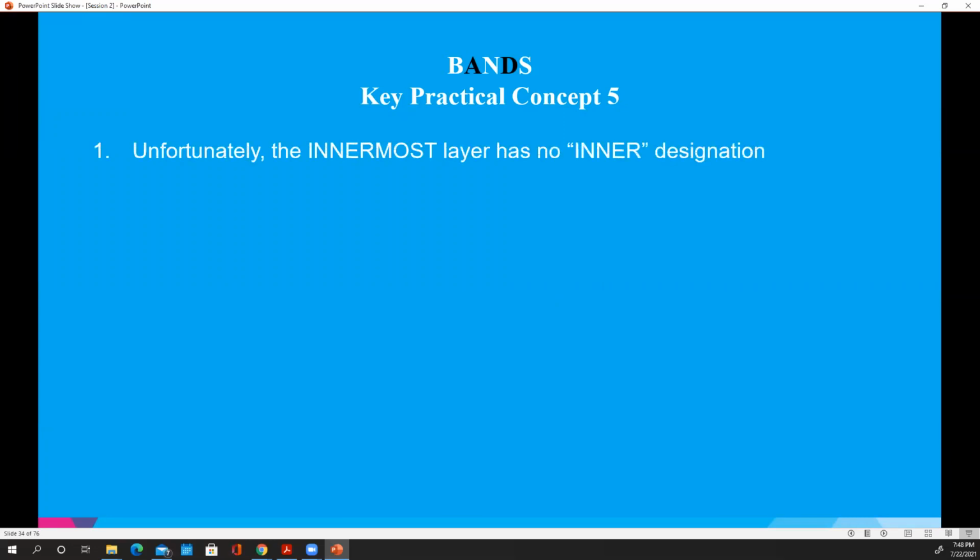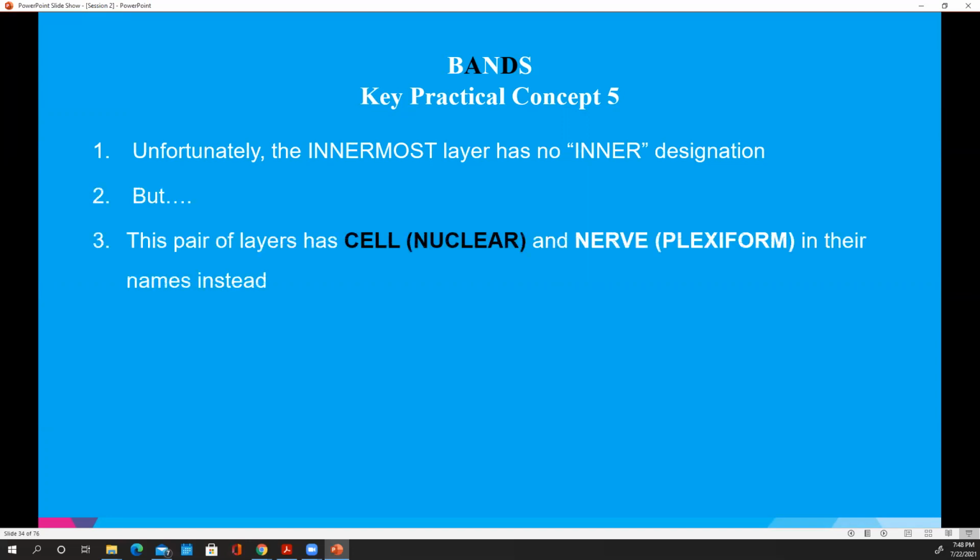But unfortunately, when you get really inside the club, it's like the VIP section, they don't have an inner designation. I think you know this, but it's a way to just think about it in a different manner. So they still conform to this cellular nuclear designation versus plexiform axonal designation in their names. So everything else holds in positioning. You know that light alternates with dark, etc.